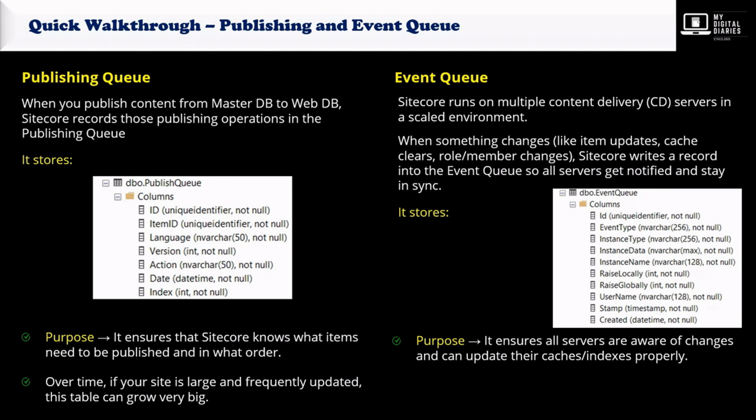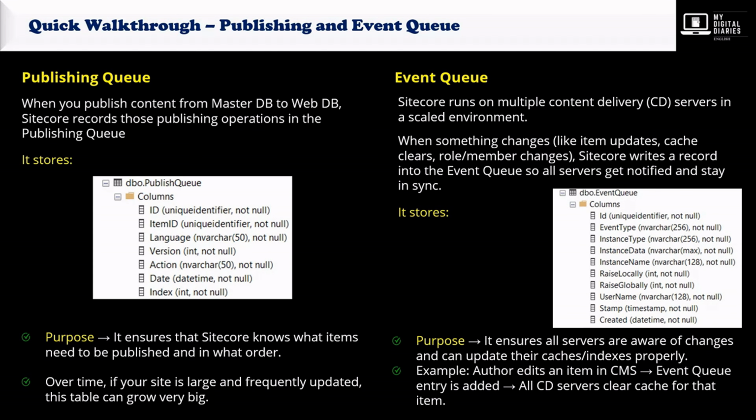Suppose an author edits an item in Sitecore CMS. Immediately Sitecore writes a record into the event queue. This record is then picked up by all the CD servers. Each server clears its cache for that item, so the new content is visible everywhere consistently. So to wrap this up, the publishing queue is like a publishing ledger, whereas the event queue is like a notification system.